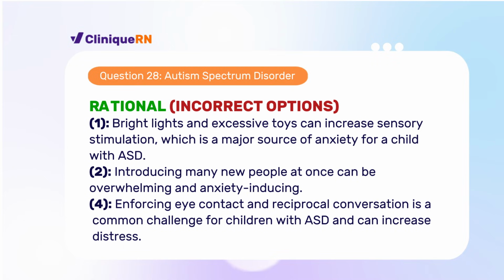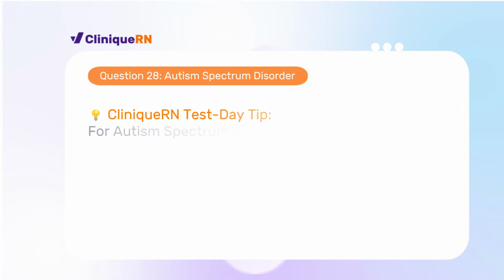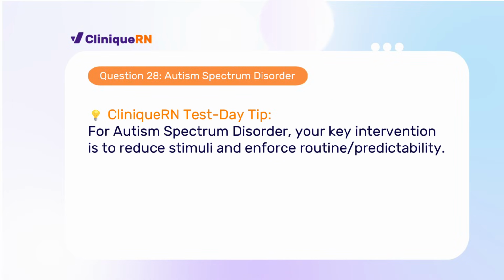Incorrect options. 1. Bright lights and excessive toys can increase sensory stimulation, which is a major source of anxiety for a child with ASD. 2. Introducing many new people at once can be overwhelming and anxiety-inducing. 4. Enforcing eye contact and reciprocal conversation is a common challenge for children with ASD and can increase distress. Clinique RN Test Day Tip. For autism spectrum disorder, your key intervention is to reduce stimuli and enforce routine/predictability.